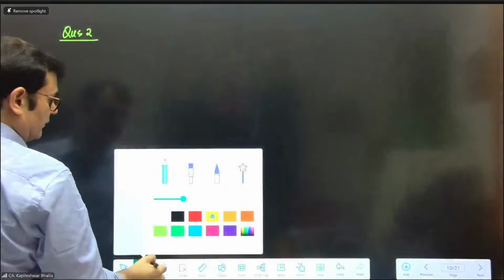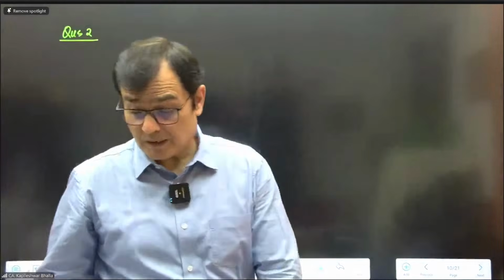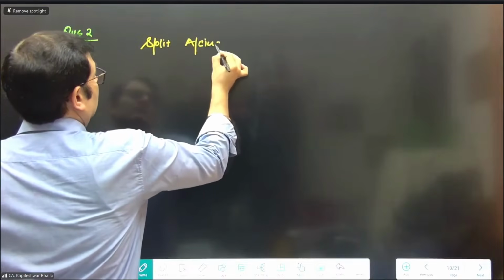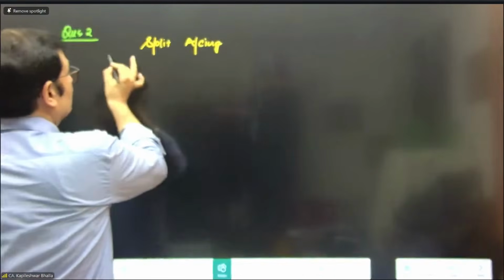First of all, do the split accounting. In this particular case, we are very clearly given one very important piece of information: the debentures are convertible after 4 years, but they are redeemable at a 20% premium. Let's begin with the split accounting. We're not required to do any accounting for the next 4 years. We're just required to do the initial recognition, split accounting. That's it. No complications required.